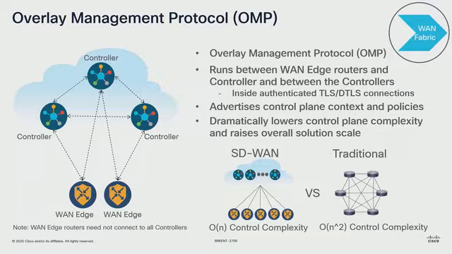Now it's 1,000 n to the n-1. You have thousands of tunnels, right? So what OMP allows us to do is only dynamically build up a tunnel between spoke to spoke if there's ever a call for traffic between those two. When would that happen? Phone call, literally.